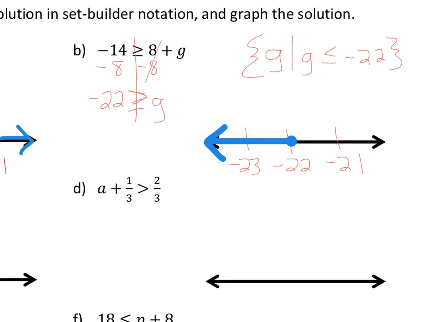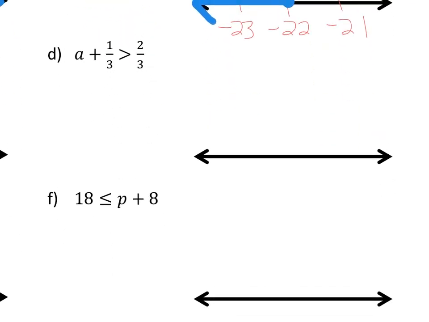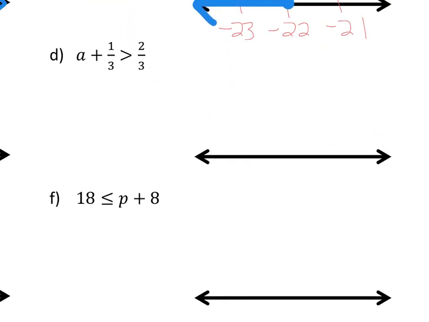Let's go down to D. We're going to subtract 1/3 from each side. And we get A is greater than. 2/3 minus 1/3 is 1/3. So our set builder notation is the set of all A such that A is greater than 1/3.